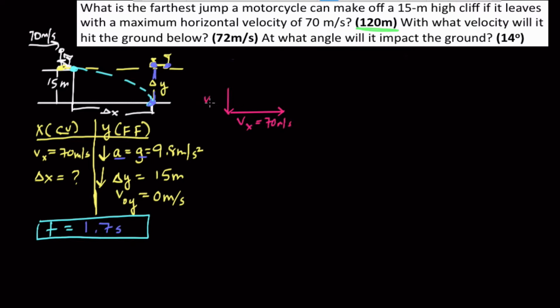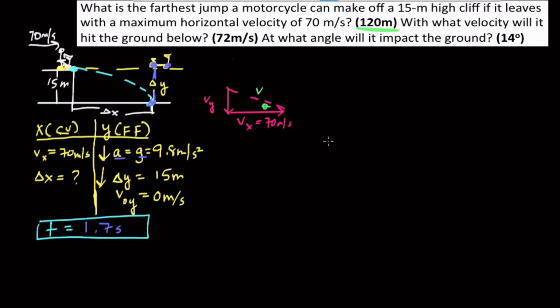And the first thing I have to do is figure out what's its final velocity in the y direction. Then I need to use the Pythagorean theorem. Let me actually put my unknowns in a different color here. I need to use trig to find out the angle of impact, and I need to use the Pythagorean theorem to find out the final velocity.